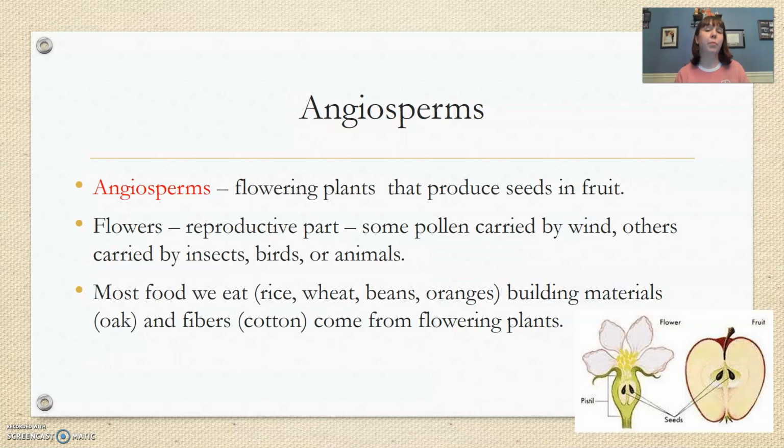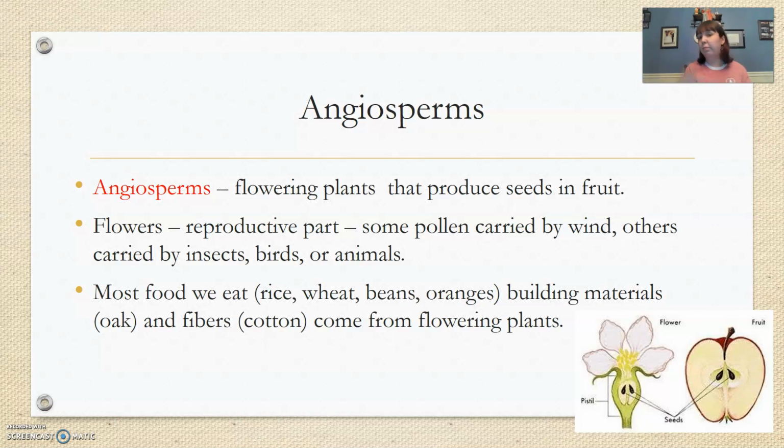And then angiosperms are the most recent, the most complex. They do have plants that flower and produce fruit. So the seeds for the next generation are contained in the fruit. You can see there is an apple flower here. And then once the apple flower is fertilized, the ovum underneath will grow and turn into an apple, which is the fruit that we eat. The flowers are that reproductive part.